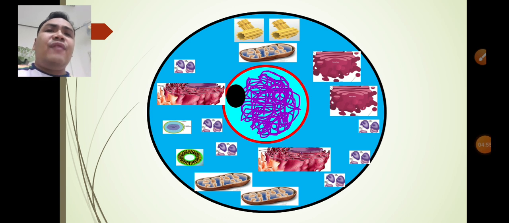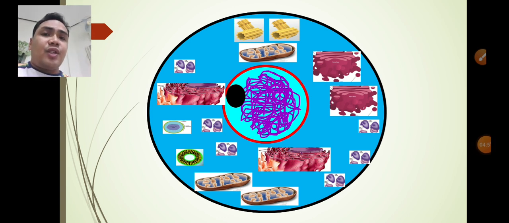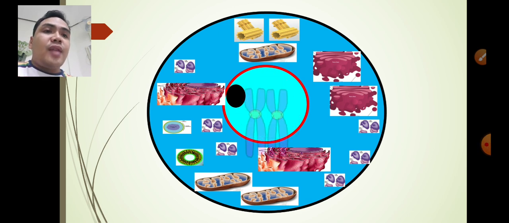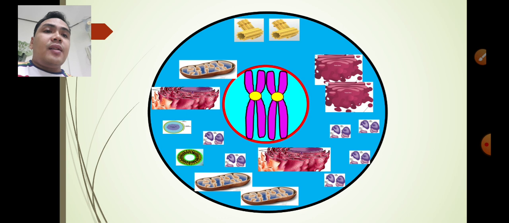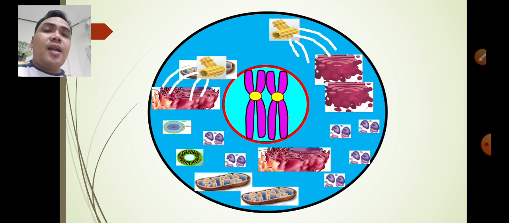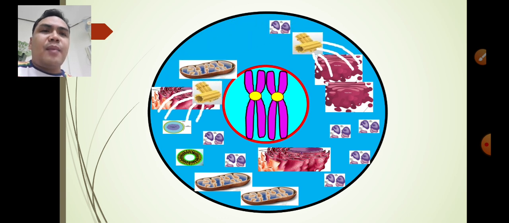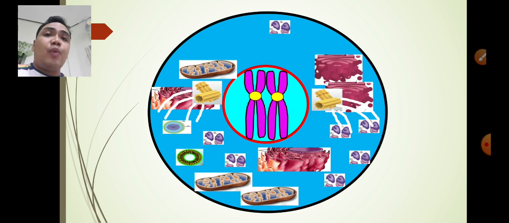Okay, so let's try to review further the prophase stage. We have the following events. Number 1, the chromatin condenses to form chromosome. Number 2, the nucleolus disappears. The next, the mitotic spindle begins to form. And then the last but not the least, the centrosome, or let's say the mitotic spindle as a whole, moves away from each other.